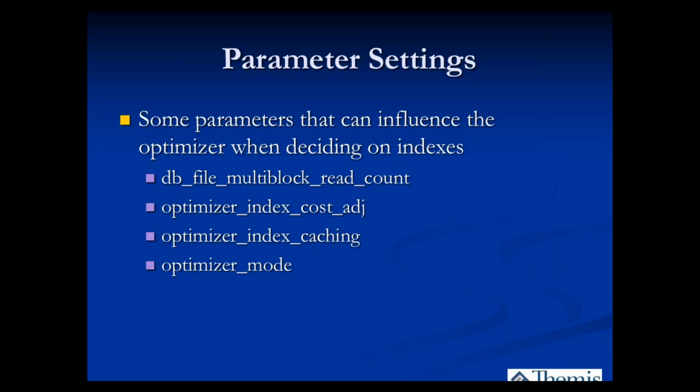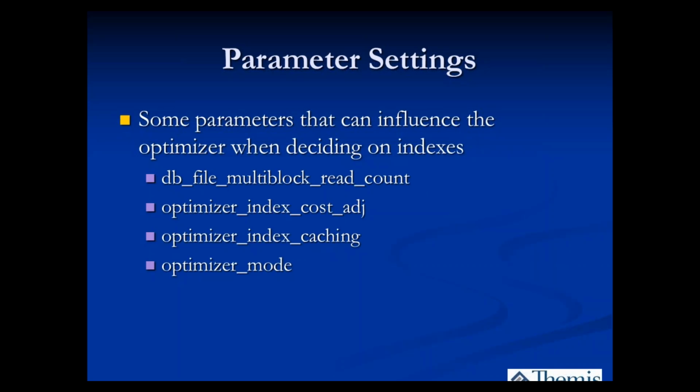But what if my table, let's say, is made up of 50 blocks, and my DB file multi-block read count is set to 128? So Oracle's saying, in that case, in a single I/O, I can read 128 blocks, and the table's only 50. So if I do a full table scan, I could do that in a single I/O, whereas the index took at least 4. So I'm not going to use your index.